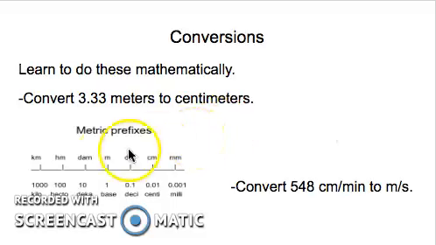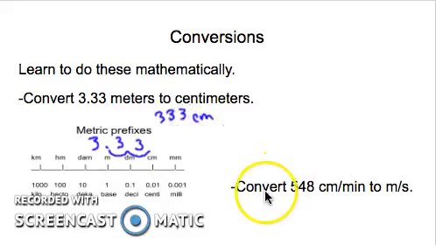I'll review. If you put the decimal point on this chart where the base unit is, meters, and put what you're converting in the gaps, to convert to centimeters, you just move the decimal point right here, and the answer is 333 centimeters. And that will only get you so far with problems such as this below.